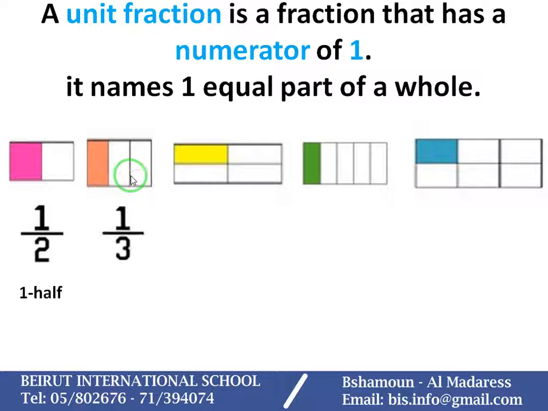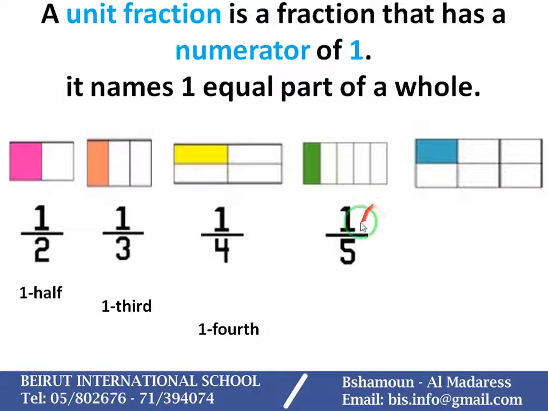Here we have 1 out of 3. It's 1/3. Here we have 1 out of 4. Also a unit fraction. Unit means 1 up. Numerator is 1. What is that? 1/4. Now 1 out of 5. 1/5. And 1 out of 6. Here we have 6 equal parts and 1 is colored, so it's 1/6.